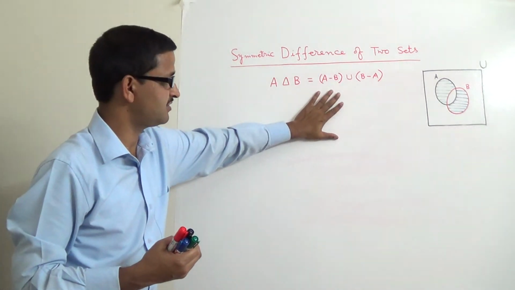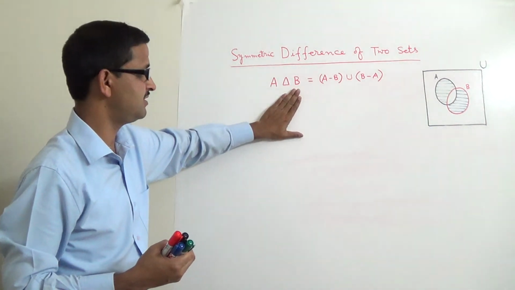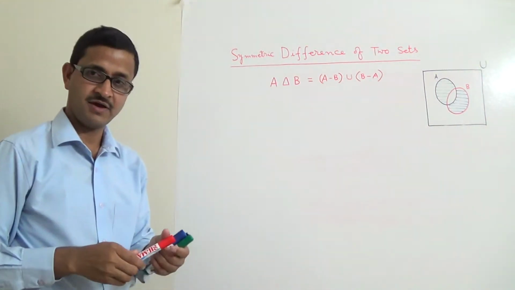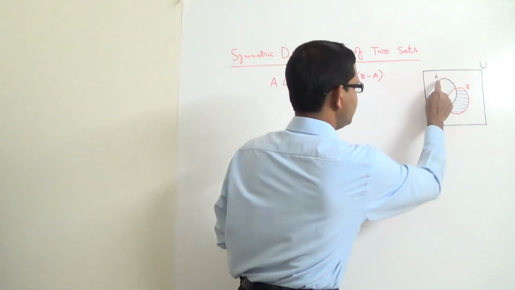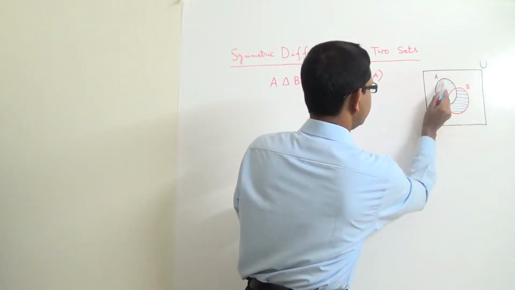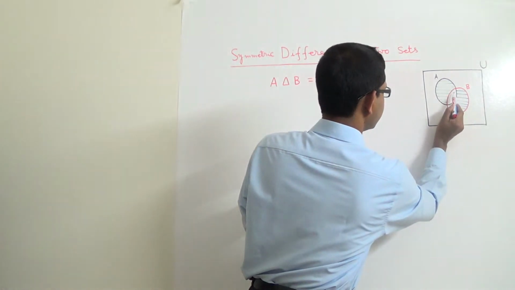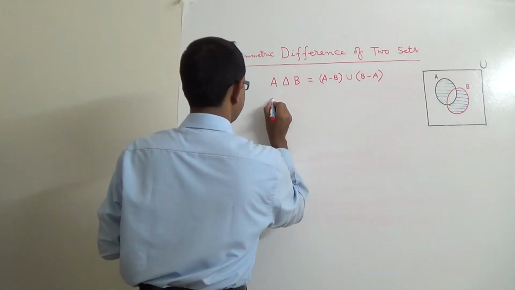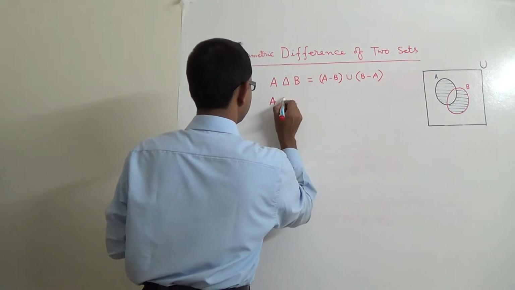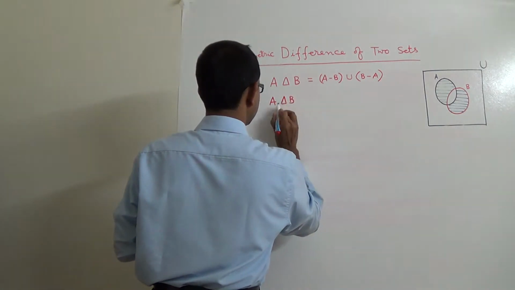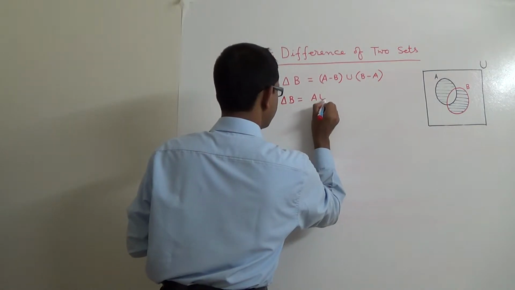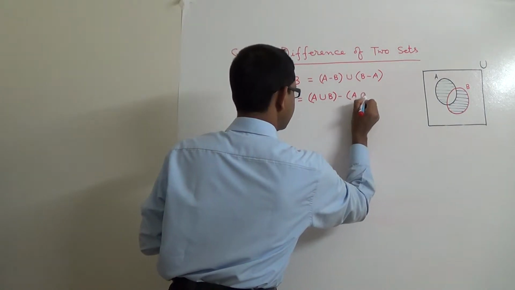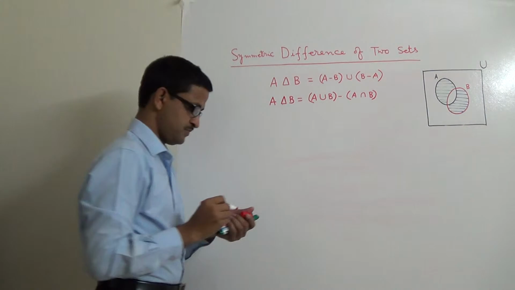So in other way, we can see that A symmetric difference B is nothing but A union B minus A intersection B. The other way we can say, right? Because this is the A union B part, the entire part is the A union B, minus this part, which is A intersection B. So we can write that A symmetric difference B is equal to A union B minus A intersection B. Clear?